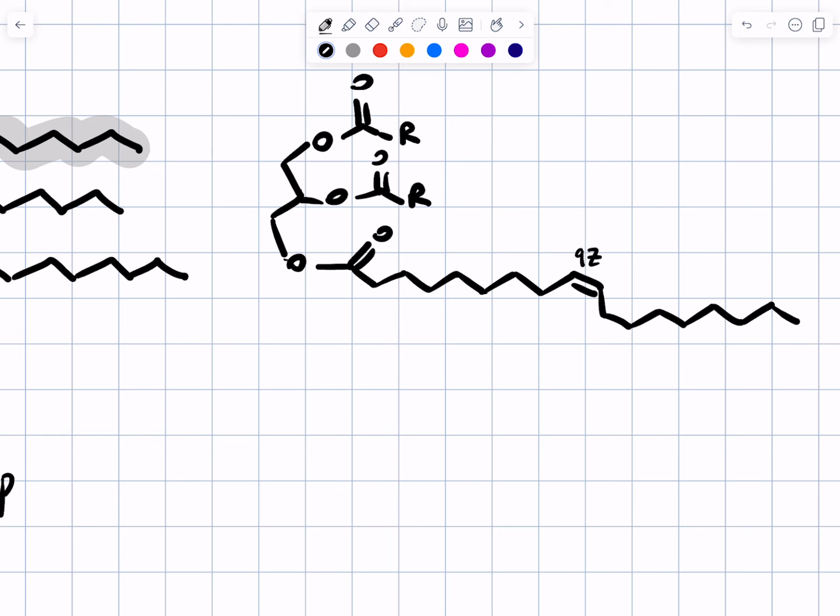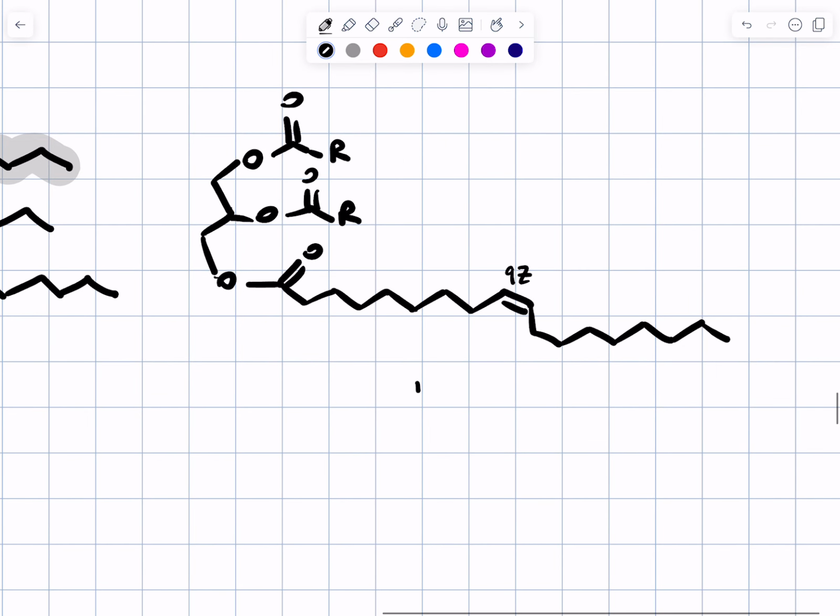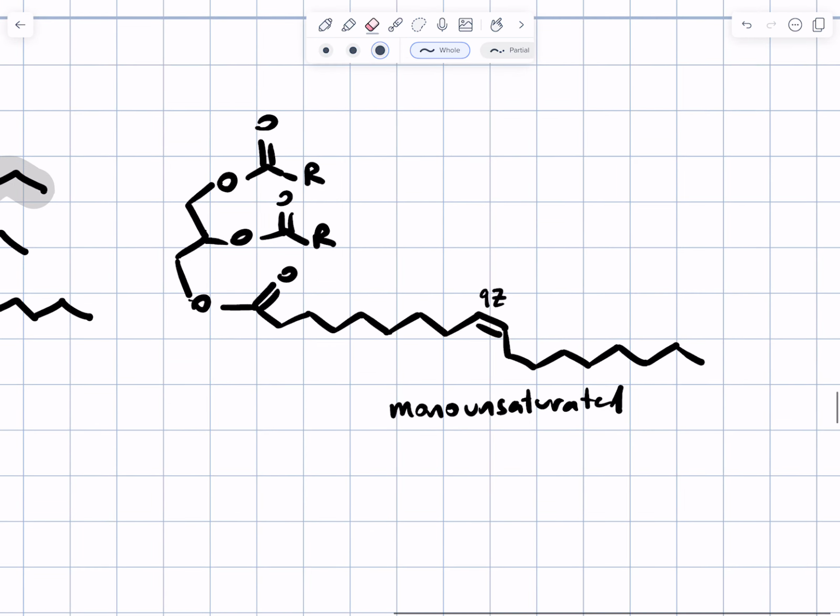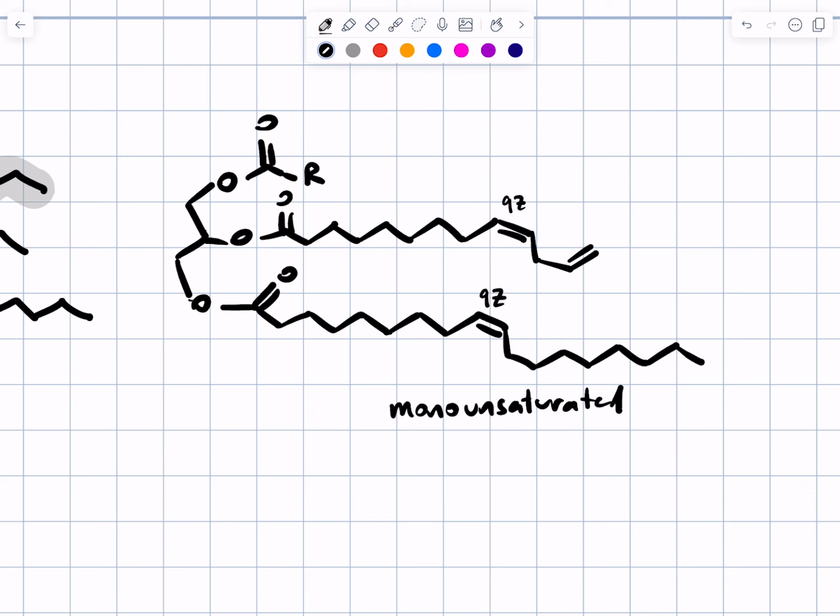Okay? So this is a monounsaturated fatty acid. But there are other versions. For example, we could do the same 1, 2, 3, 4, 5, 6, 7, 8, 9. Another cis double bond. 10, 11, 12. Let's see, 9, 10, 11, 12. Another cis double bond. 13, 14, 15, 16, 17, 18. This is 18 carbons long with 2 double bonds.